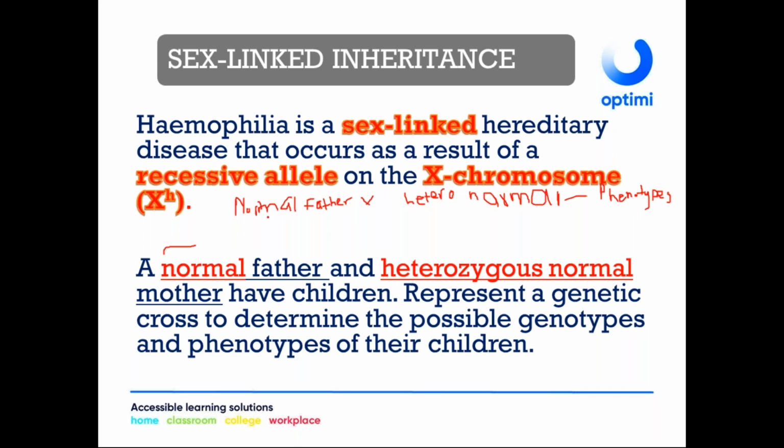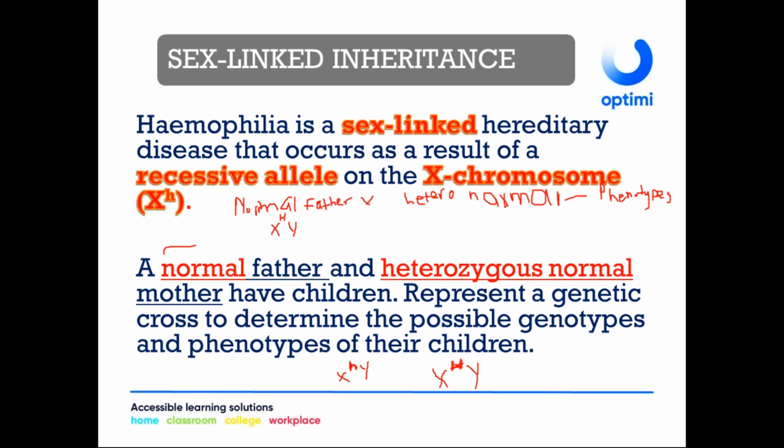Remember, for a father, it's simple. A male has an XY sex chromosome. A male with hemophilia will have a recessive allele for hemophilia represented with a small letter h. A male without hemophilia will have a capital letter H on their X chromosome. So this one is simple. This father is normal, doesn't have hemophilia, so the X will have a capital letter H in the X chromosome.